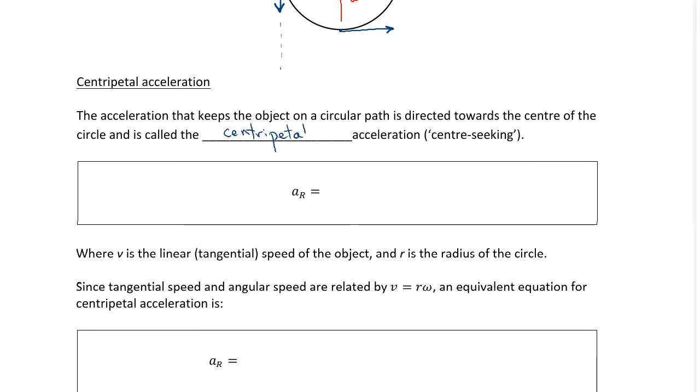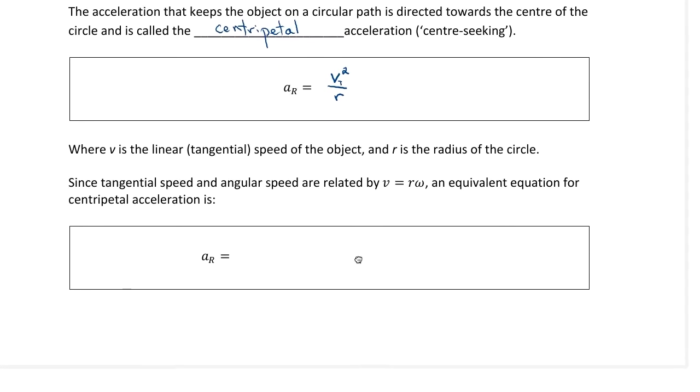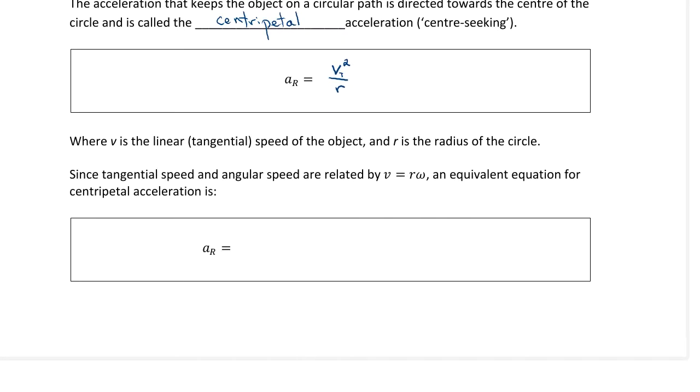Now you can show that if the tangential speed is v and the radius of the circle is r, then the centripetal acceleration is equal to v squared over r. We could write that as v sub t, but we also often just write it as v. V squared over r gives us our centripetal acceleration. Now also remember that the tangential speed and the angular speed are related by this relationship, and so we can take the above and solve for another equation.